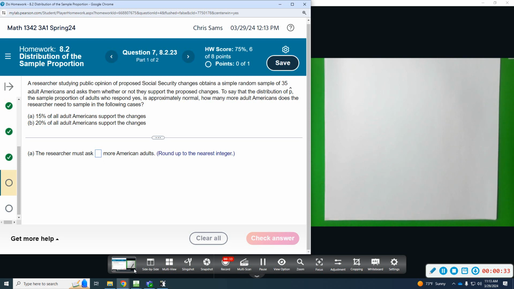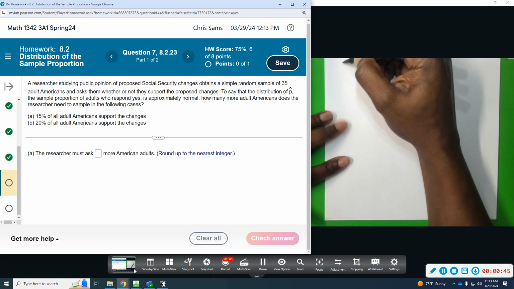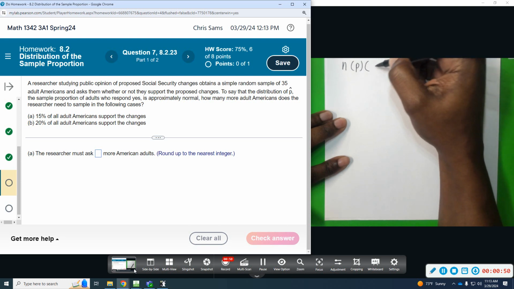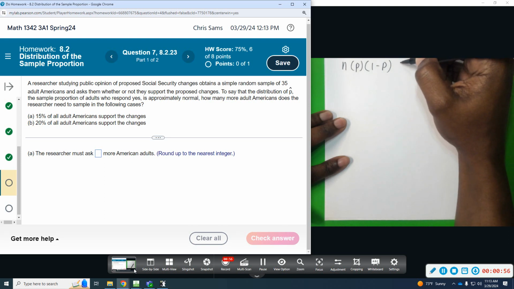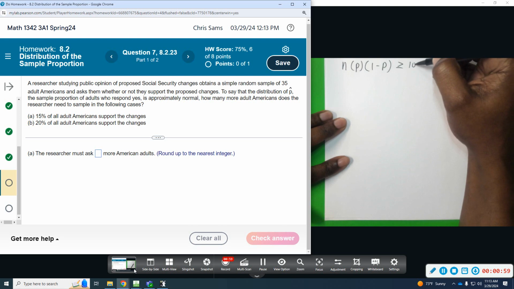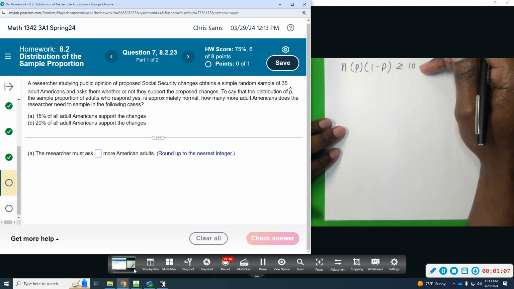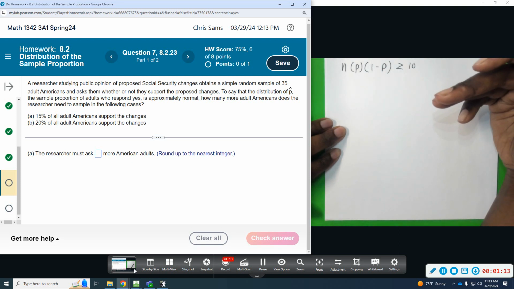So we just need to apply the sample size criteria to make sure it follows normal, that it's an independent study. So that is the N times P times 1 minus P. This has to be greater than or equal to 10. So we're going to start here, and we're going to find out how many we need so that this is the case, and then we will find the difference of the 35 that we start with and adjust for these numbers.